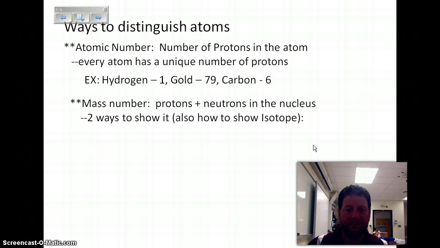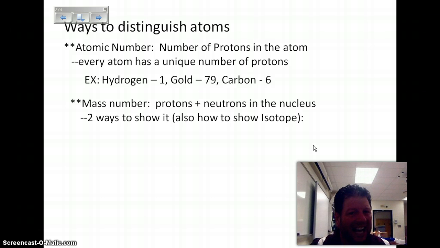Now the mass number is another way to distinguish atoms. Remember, mass is all of the particles in the atom added together. So if you look at our screen, it says protons plus neutrons. Time out, you say. You said all of the particles that are within the atom. You, Mr. Pack, have forgotten the electrons. Well, let's go back. We said that electrons basically have no mass.